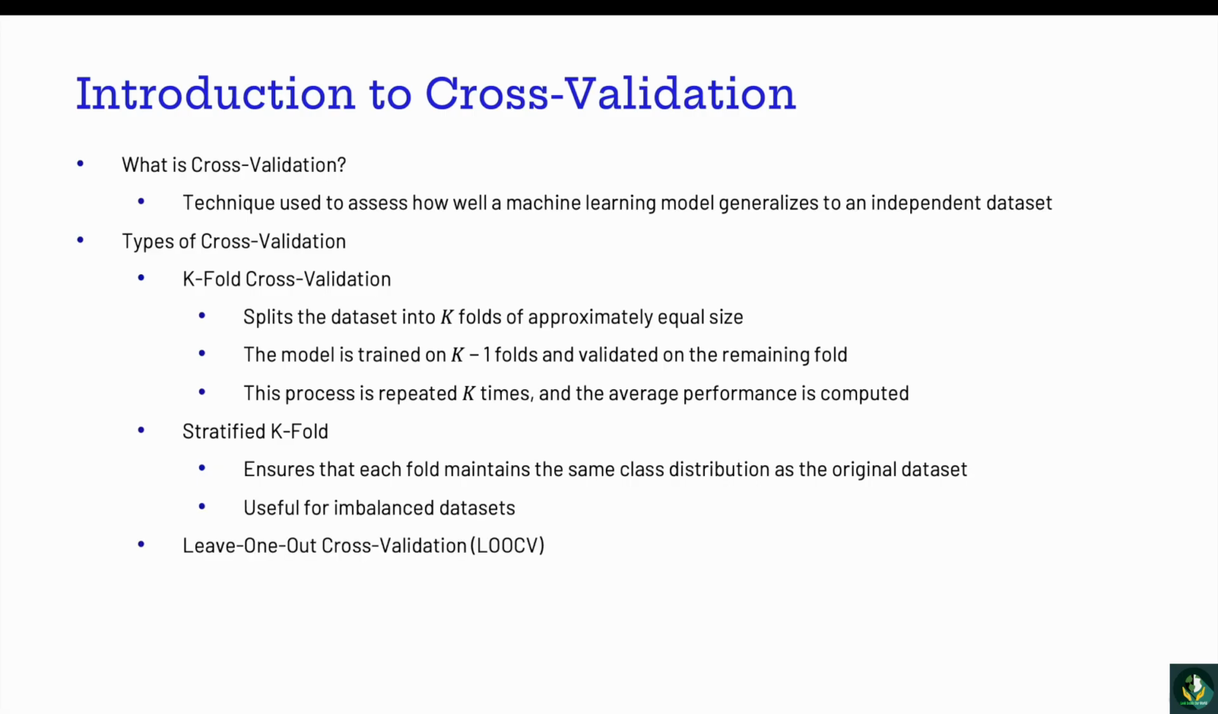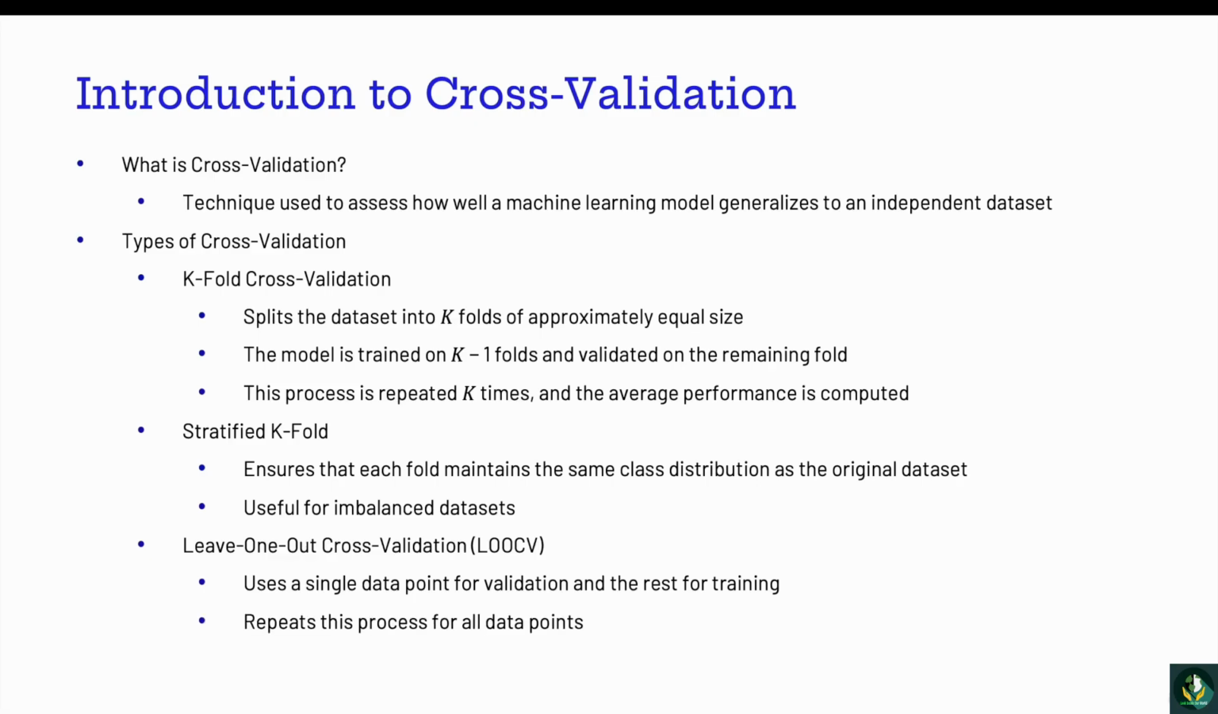Next, we have the leave one out cross validation, which is also called LOOCV, which uses a single data point for validation and the rest for training. It repeats this process for all the data points and is computationally expensive but provides the most robust evaluation.